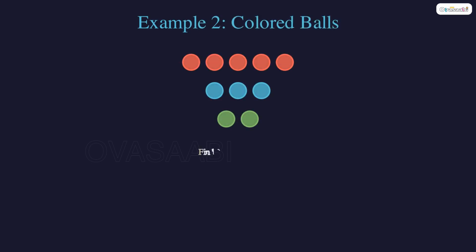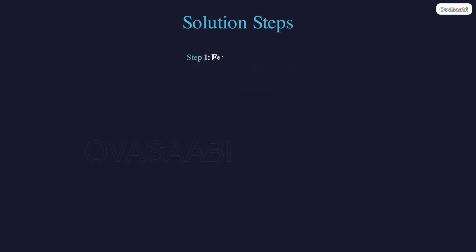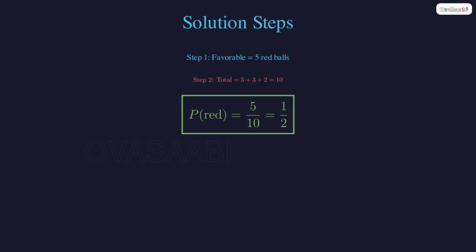Example 2. A bag contains 5 red balls, 3 blue balls, and 2 green balls. If you pick one ball without looking, what's the probability it's red? Step 1. Favorable outcomes are 5 red balls. Step 2. Total balls are 5 plus 3 plus 2 equals 10. Step 3. Probability equals 5/10, which simplifies to 1/2.